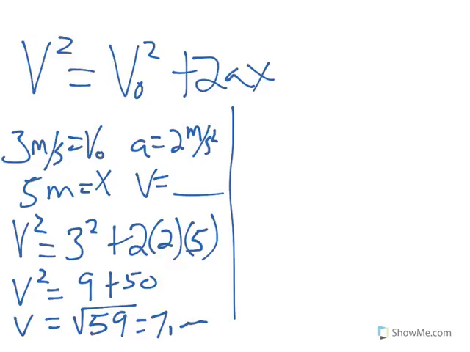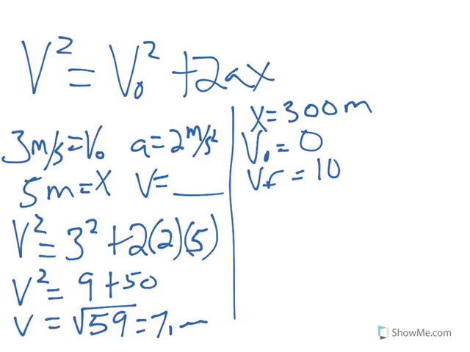So let's say that you know that something goes 300 meters. It has an initial velocity of 0, a final velocity of 10, and you want to know what the acceleration would be. Okay. Again, you could do this using other formulas. You would just have to find time first. You want to avoid having to find time, then use this formula. If we want to know a, you've got the initial velocity, you've got the final velocity. So all you need to do is plug it in.